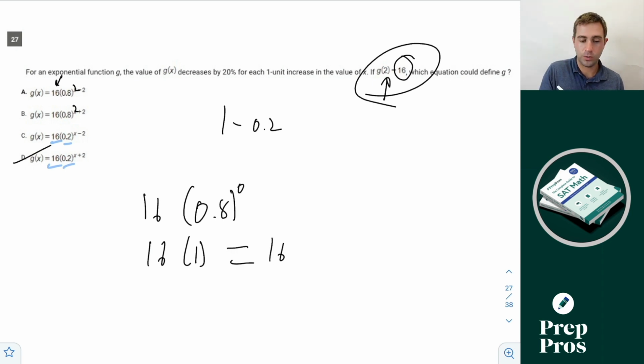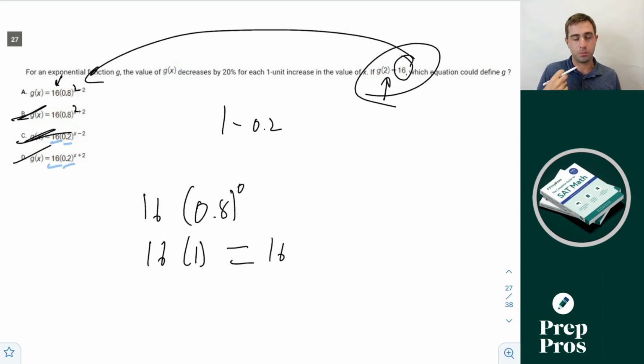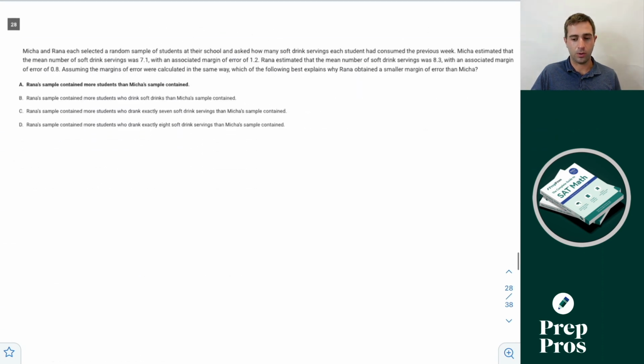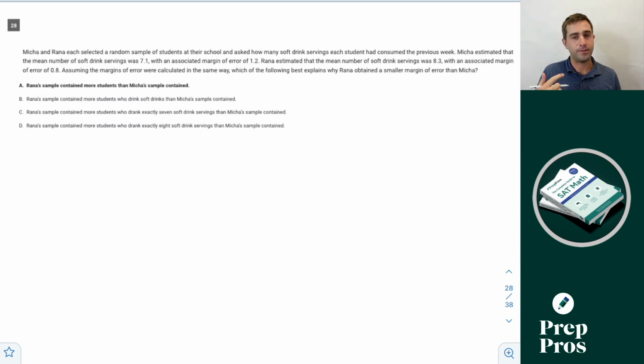If you plug 2 in here, you're going to be doing 0.8 to the 4th power. And this is going to give you a relatively small value. So we get 0.4 times 16. That gives us 6.5. This is very similar to some of the things we went through earlier. If you're given points on a graph, if you're given points in an equation, plug them in. It gives you the easiest way out.